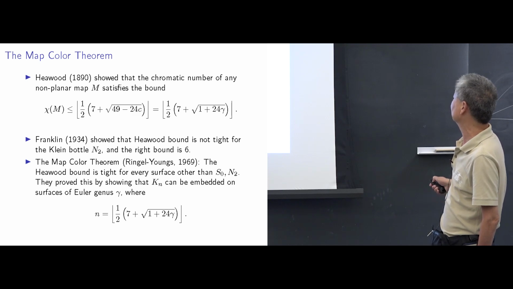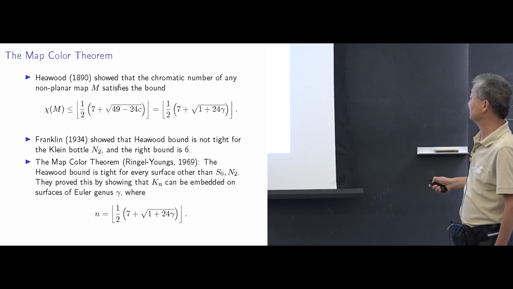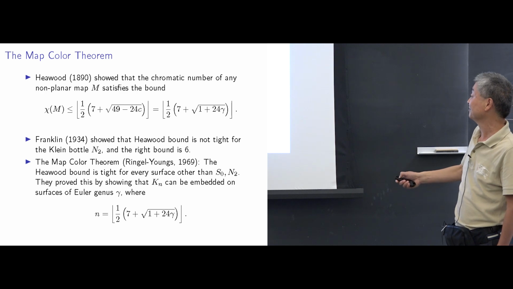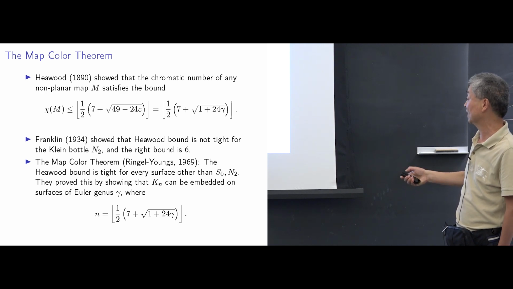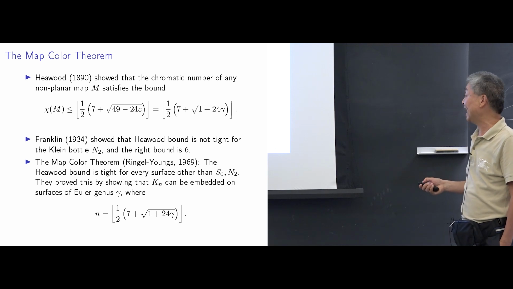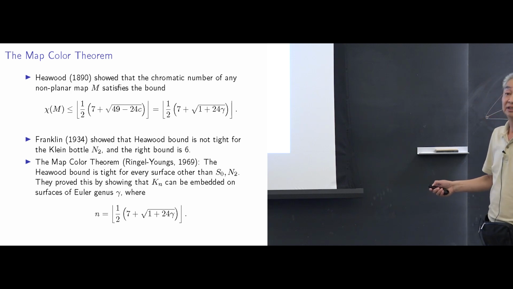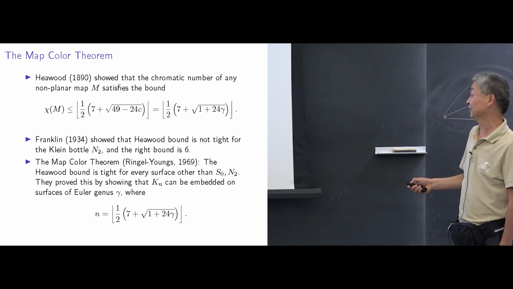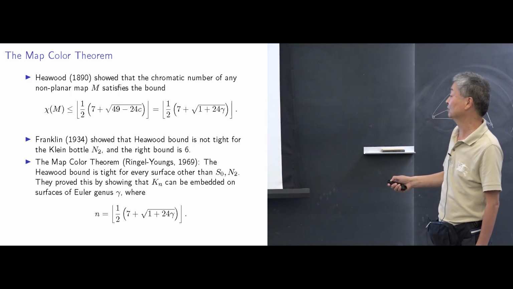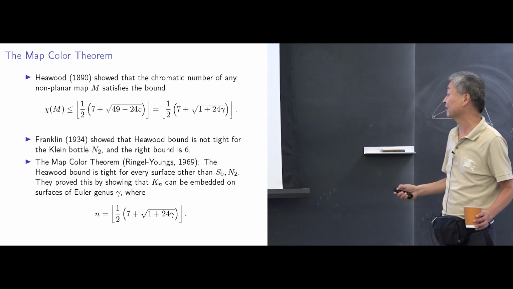Of course, this bound is not sharp, it's not tight for the Klein bottle, okay? For the Klein bottle, if you substitute gamma by 2 here, or C by 0, it's not sharp. The bound is actually 6, first proved by Franklin many years ago. And other than that, this bound turns out to be sharp. That's the very famous Map Color Theorem established by Ringel and Youngs in 1969. That's a big result back then.